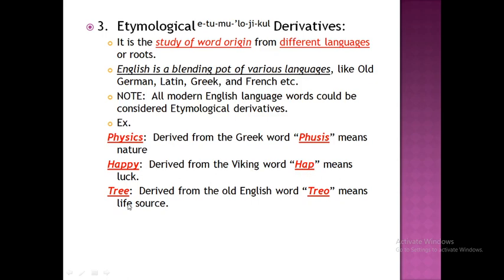And the third word, tree, which we all know is essential for human life, is derived from the old English word treo, which means life source. So these three are good examples of etymological derivatives. We'll move ahead to the next slide.